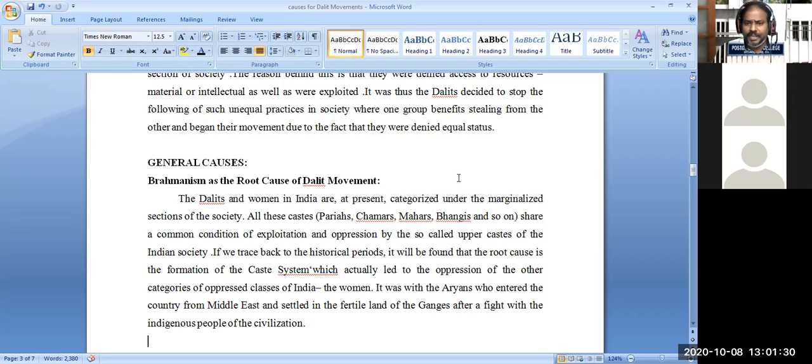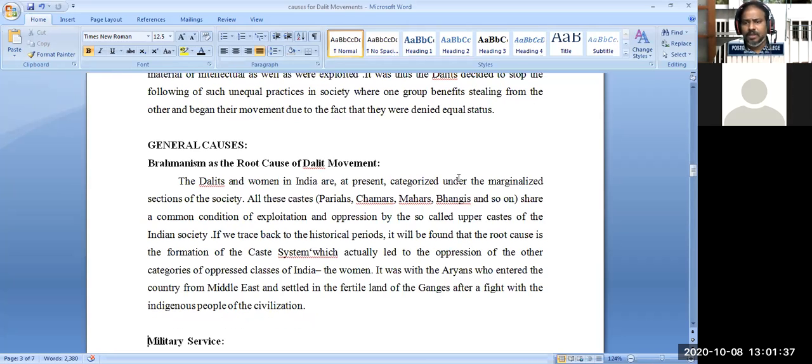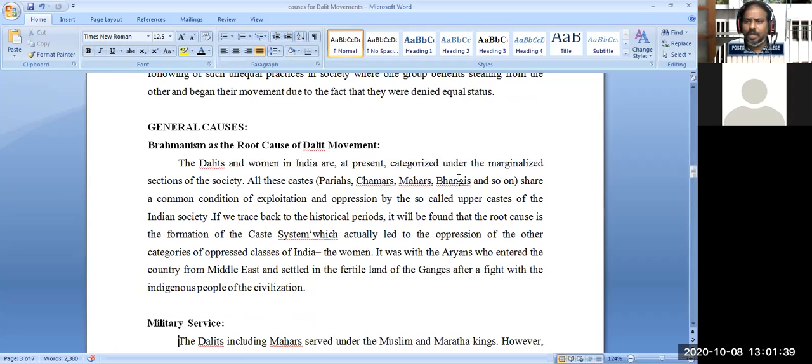Okay, if we trace back to the historical periods, it will be found that the root cause is the formation of the caste system, which actually led to the oppression of other categories of oppressed classes of India, that is the women. It was the Aryans who entered the country from Central Asia and settled in the fertile land of the Ganges and areas of the Indus Valley, after fighting with the indigenous people, the people of the civilization.